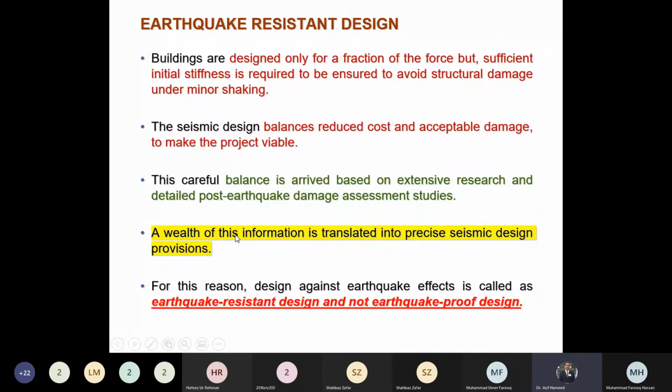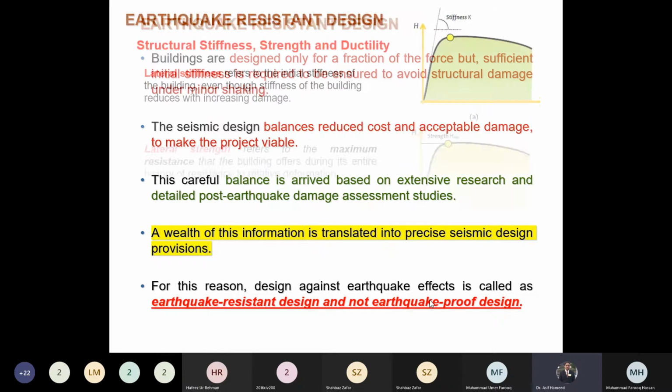We have to get the guidance from the seismic codes. The wealth of information is given in the seismic code, in the precise seismic design provisions. So we have to follow the code. And our design philosophy is that our structures will be earthquake resistant, not earthquake proof. So we have to make our structure earthquake resistant, not earthquake proof.